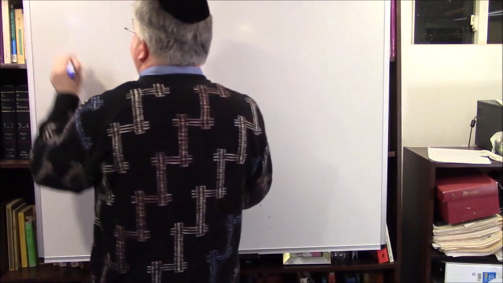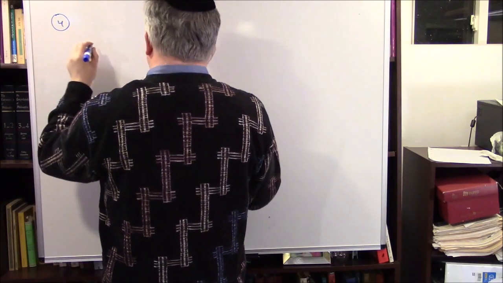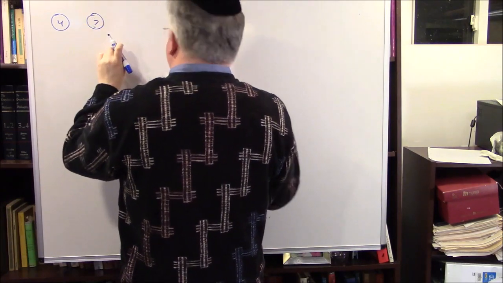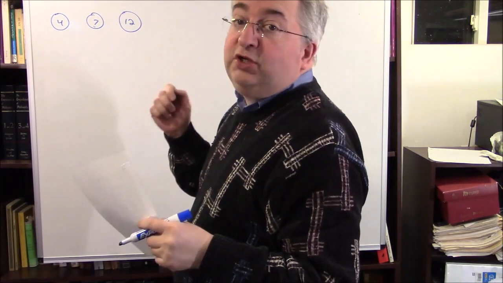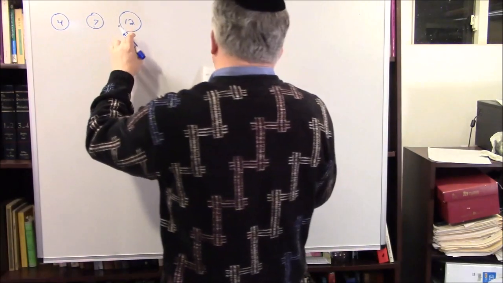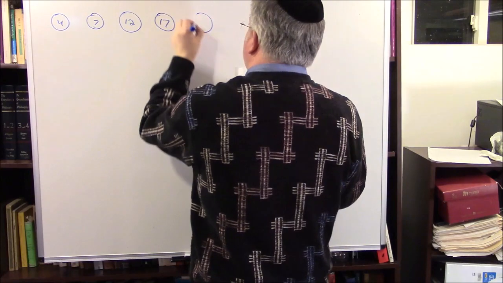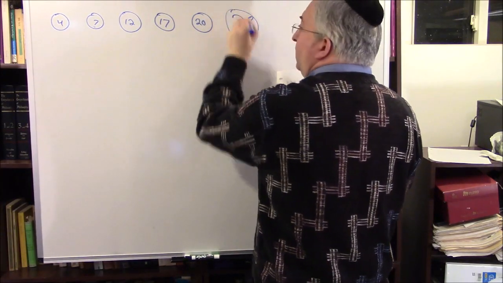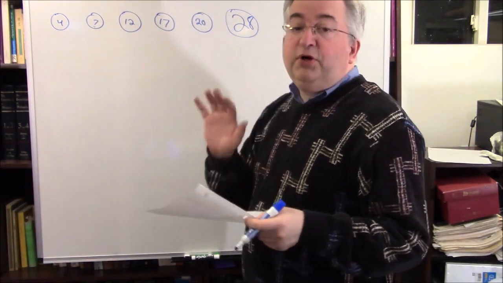You have 4, 7, 12, 17, 20, 28. I am sorting in increasing order the popularity of those letters, from lowest to highest. I know what these letters stand for, and I'm going to put that in later.